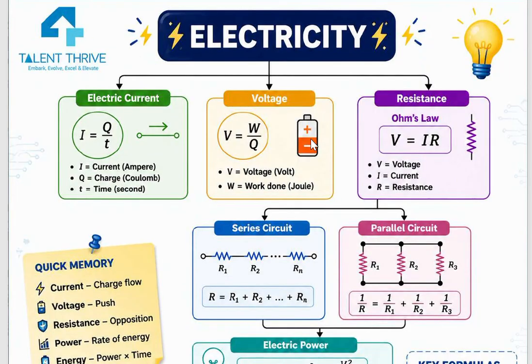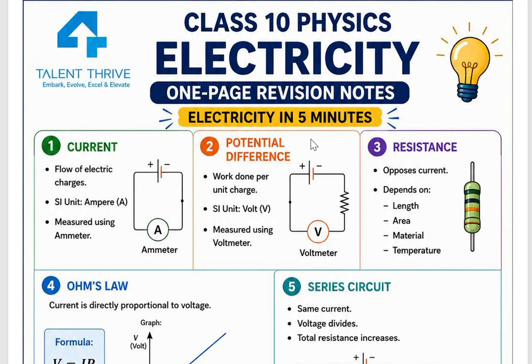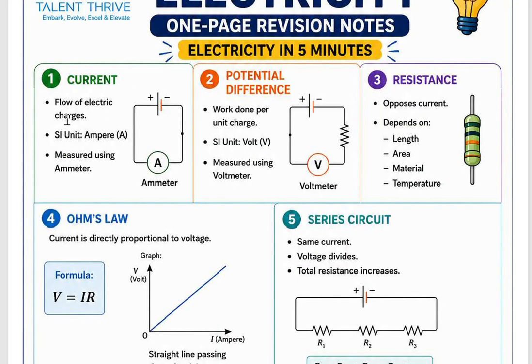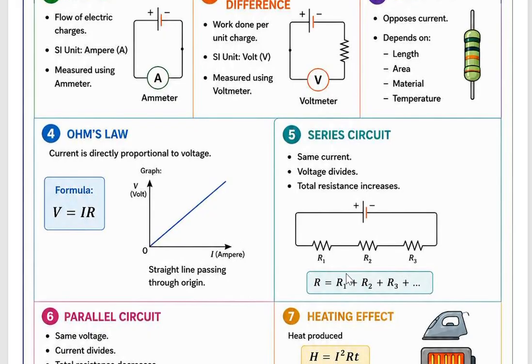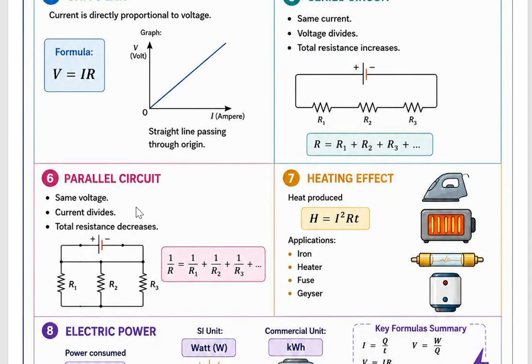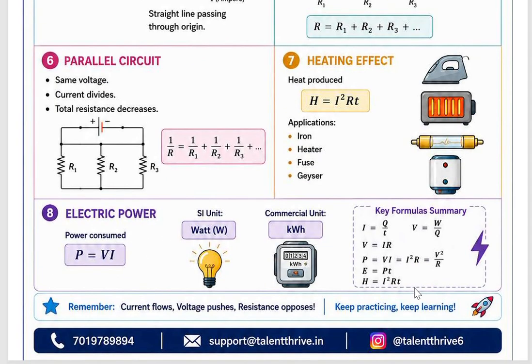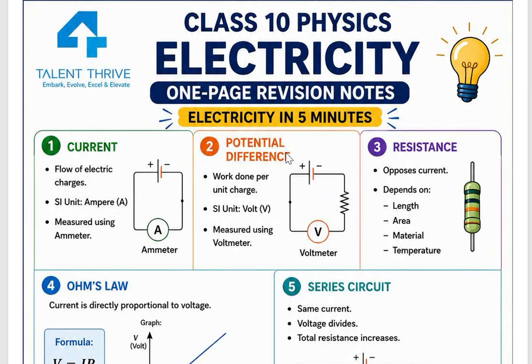And also 5 minutes, one page revision notes, in a very simple way: defined current and the SI unit of it and how it is measured. In the same way, series, Ohm's law, the graph as well. And also the parallel circuit. What would be the same here, whether it is voltage or the current, how the current divides. Each and everything is explained in a very simple way. So this particular chapter would be very helpful for you.